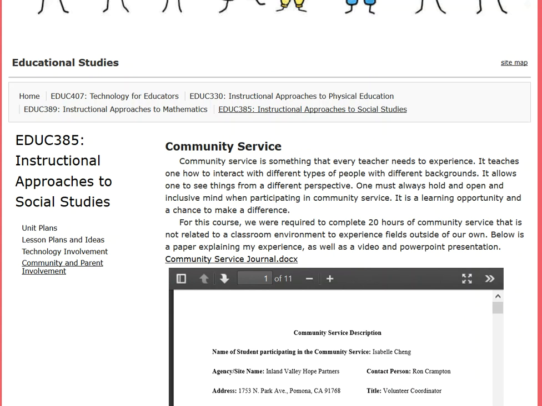For example, the Inland Valley Hope Partners, a community service that I did, they were mostly senior citizens in there, and it was weird to see them working so hard at something at that old of an age, and it just gave them something to do, and they talked about how they really enjoyed coming, and it was something new, and I really enjoyed the experience, and I think that I'll start going more often instead of just for credit.